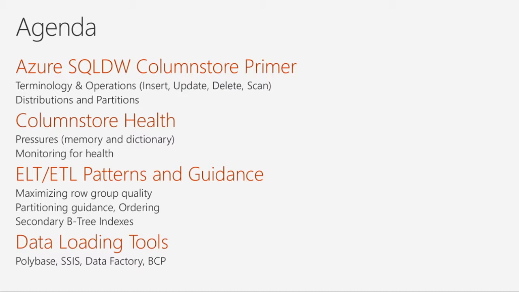So Joe will get into things like how you maximize row group quality. I will get into how you should use partitioning, and we have something called secondary B-tree indexes on column store, how you can use that to handle your needle in a haystack queries better. Then I'll hand over to Joe, who will walk through some of the loading tools, which ones are good, which ones are not so good for loading data into your column store quickly and optimally, and then we'll wrap up.